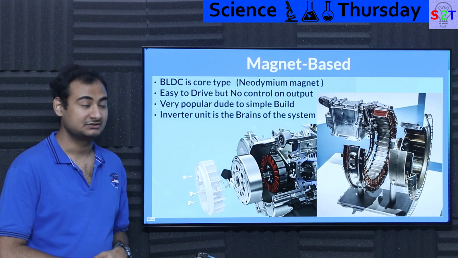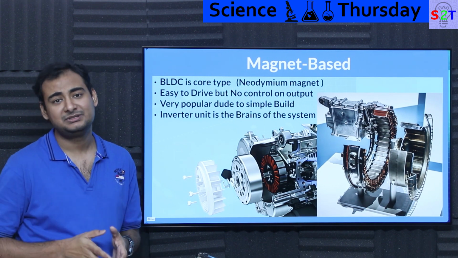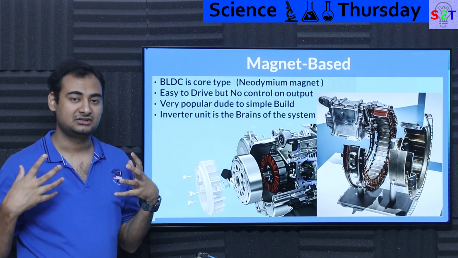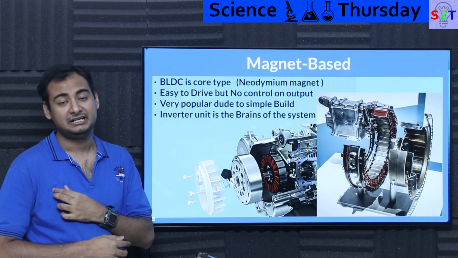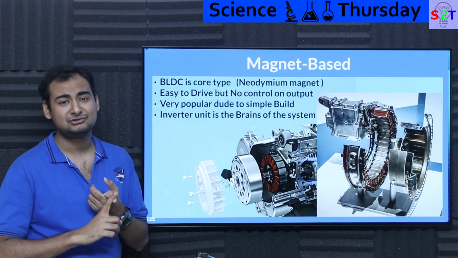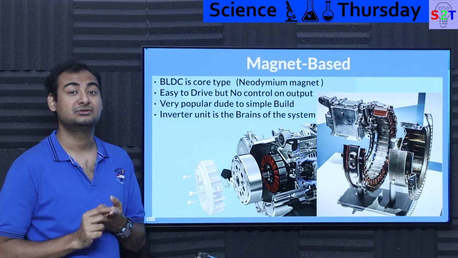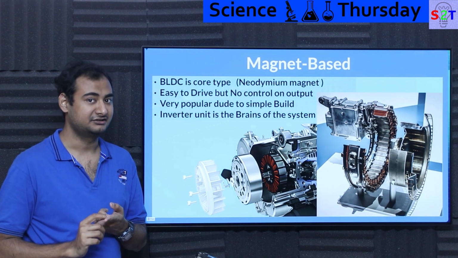Now what about the magnet-based system? If you know BLDC, that's all we are talking about. Now neodymium magnet, because there has been a recent trend in neodymium magnets. Earlier the interest in neodymium magnets was with headphones, and Sony kind of popularized it with headphones, and the computer industry loved it for hard drives.